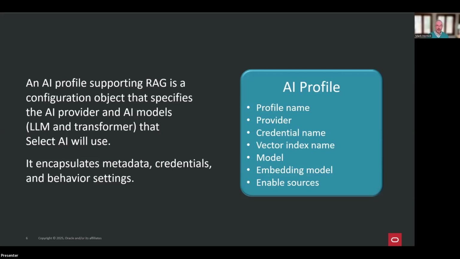It includes the profile name, the AI provider, such as OCI, OpenAI, Google, or others. And next, you provide your credentials for the selected AI provider, enabling secure access to their API. The specified vector index supports the semantic similarity search. Following this, you specify your preferred LLM, the transformer or embedding model, and a few other settings. For example, you can enable or disable sources, allowing users to see exactly which document chunks contributed to a particular response.